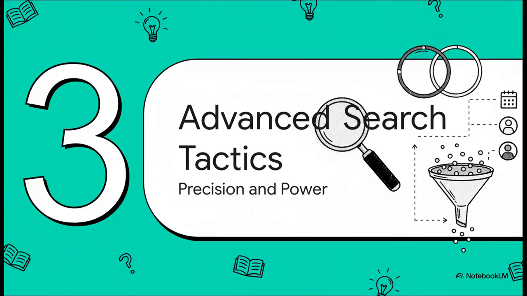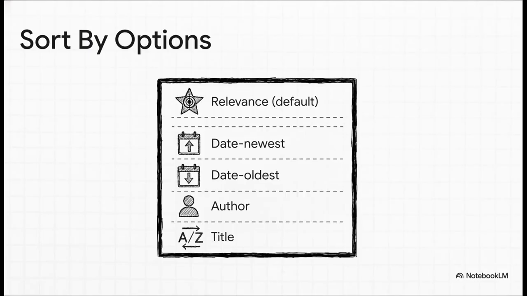Okay, we've made the big cuts. Now it's time to get surgical. We're moving over to that sidebar for some real fine-tuning. This is where you get granular and find the exact source you're looking for with some serious precision and power. So your results are usually sorted by relevance, which is just the search engine's best guess. But you've got way more control. Need the absolute latest research? Sort by date newest. Trying to find all the books by one author? You can sort that way too.